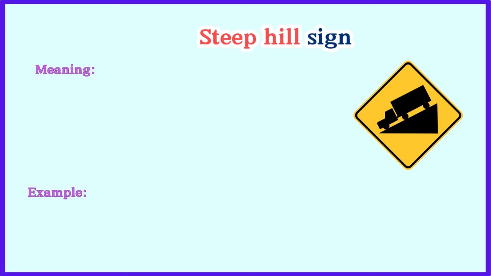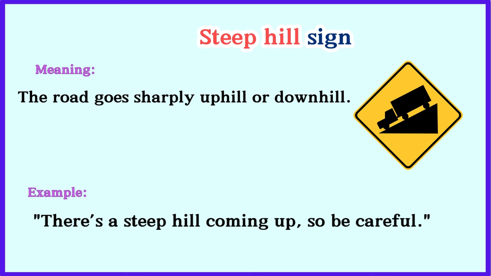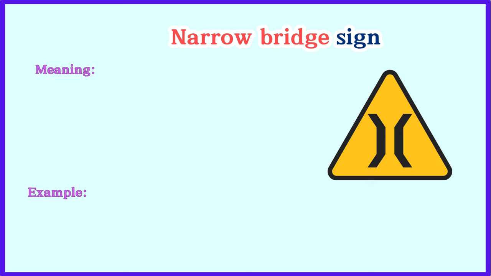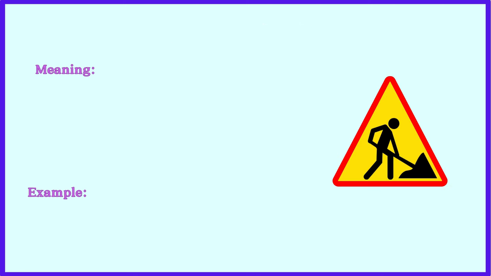Steep hill sign. Meaning, the road goes sharply uphill or downhill. Example, there's a steep hill coming up, so be careful. Narrow bridge sign. Meaning, the bridge ahead is narrow. Example, drive carefully on the narrow bridge.